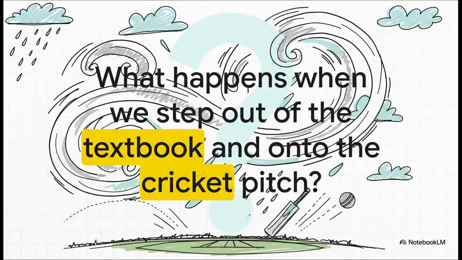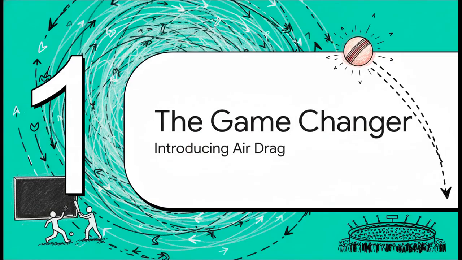Right? Because the real world is messy. It's not a vacuum. You've got wind, humidity, and the big one, you've got air. So what actually happens when this clean, perfect formula has to face the reality of an actual cricket field? Well, everything changes, and it's because of one single invisible force that's a total game changer.